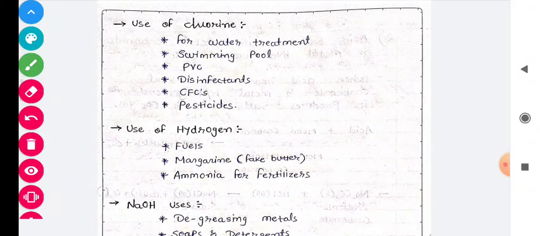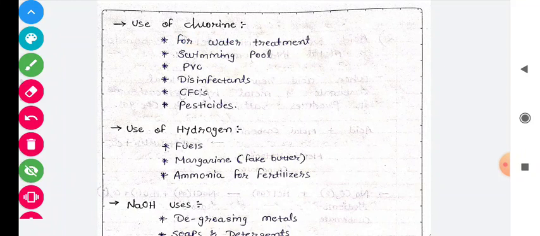Second is PVC. We know, students, there are plastic pipes that we use for the pipeline network, and to manufacture that pipe, polyvinyl chloride material is used, and as we know it contains chloride, so it is because of the chlorine. Third, disinfectants. Chlorine is also utilized as a disinfectant.